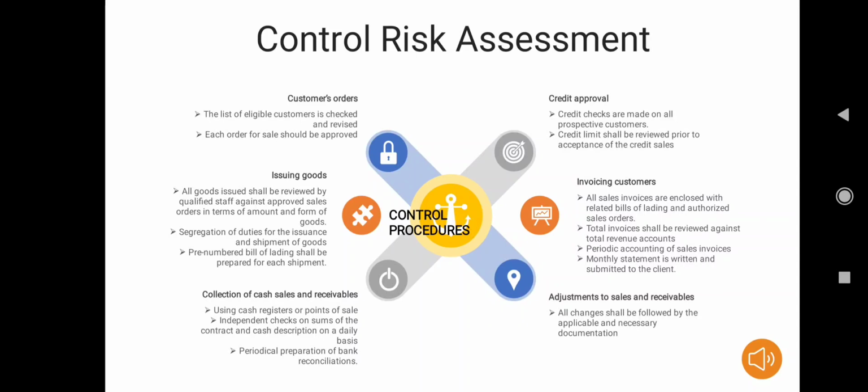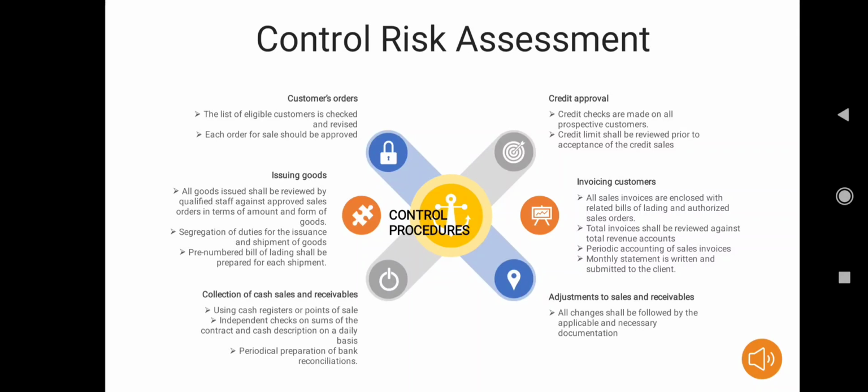To prevent the potential misstatements from happening, we have to follow some control procedures. First, customer's order. The control procedure is that the list of eligible customers is checked and revised, and each order for sales shall be approved. Second one is credit approval. Credit checks are made on all prospective customers. Credit limits shall be reviewed prior to acceptance of credit sales.